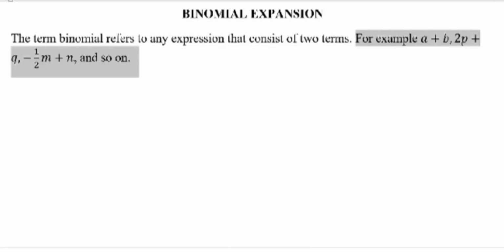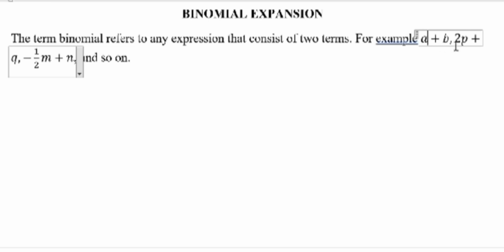Binomial refers to any expression that has two terms. For example, a plus b here has two terms. One of the terms is a and the other one is plus b.